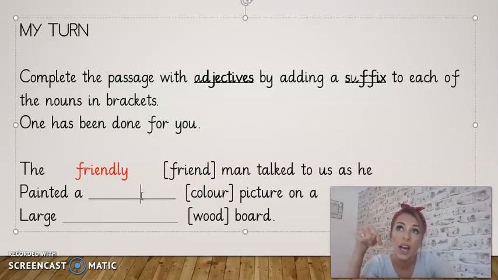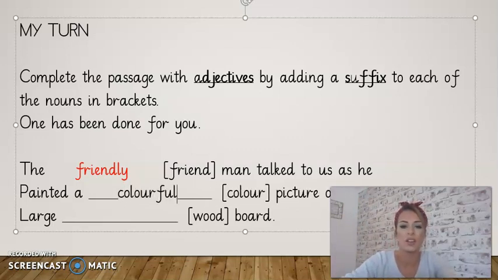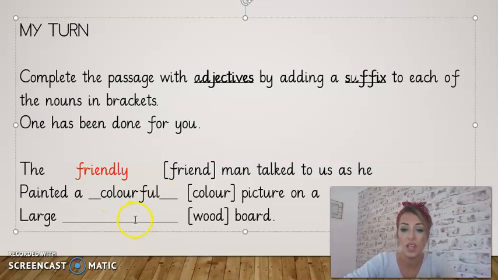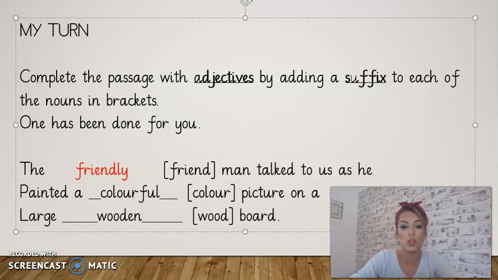So colour, is it colouring? Coloured, colour, colourful. Okay, so colourful is a describing word. Get rid of some of these lines so you can see. So the word I was looking for there was colourful, and if something is made of wood, it is wooden. Okay, so that was the adjective I was looking for there.